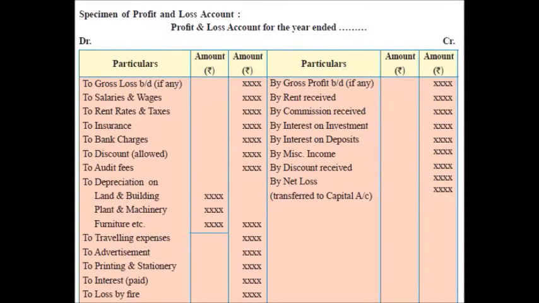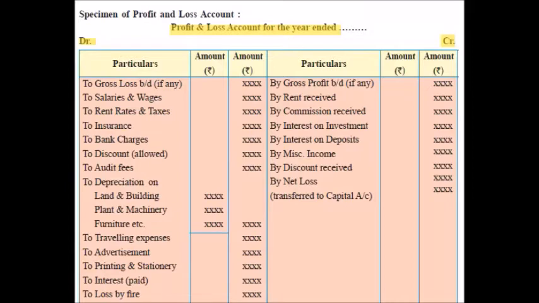So now the profit and loss account format. We'll see now the format of the profit and loss account, and what entries come on the debit side and the credit side. It is the main account of final accounts which gives the final working results of the business. It is prepared on the basis of indirect expenses and indirect incomes of the business. Indirect expenses come under the debit side and indirect incomes come under the credit side of the profit and loss account.